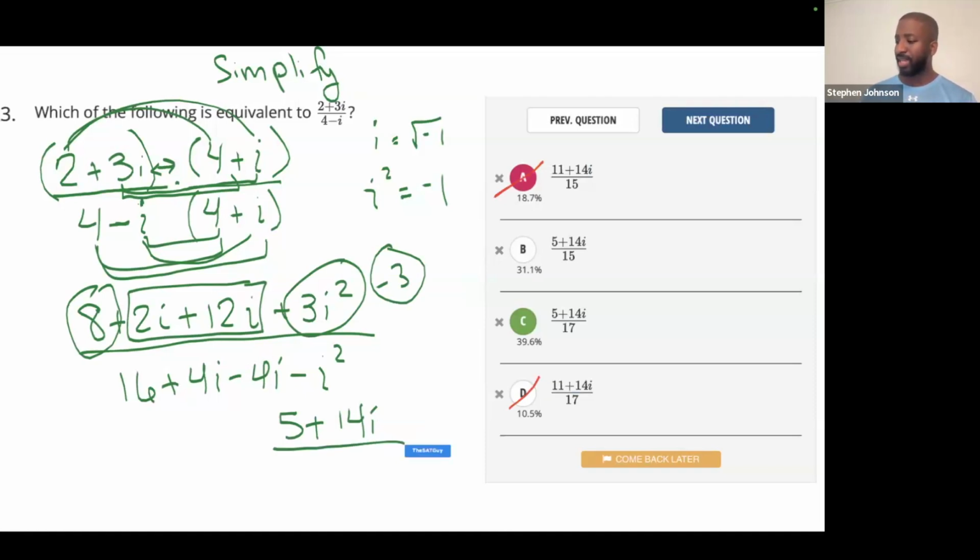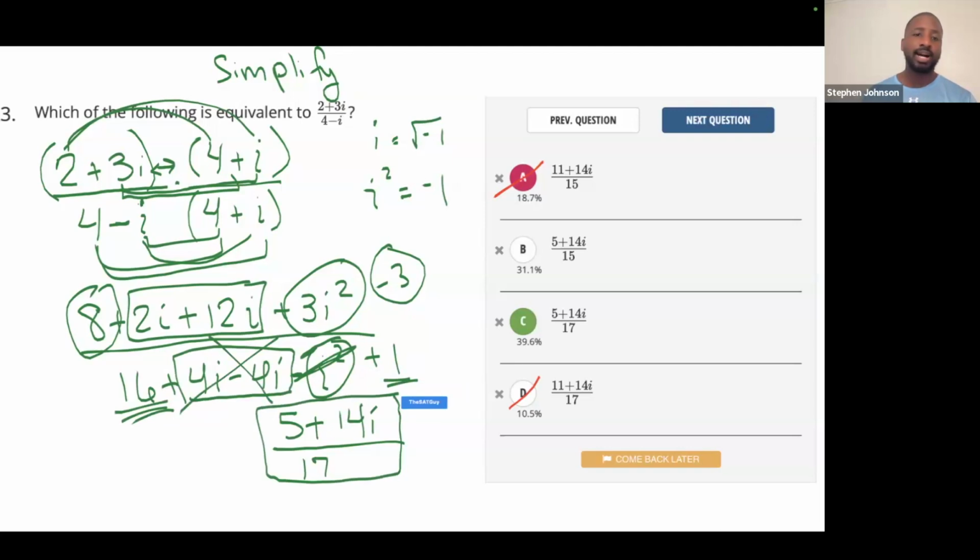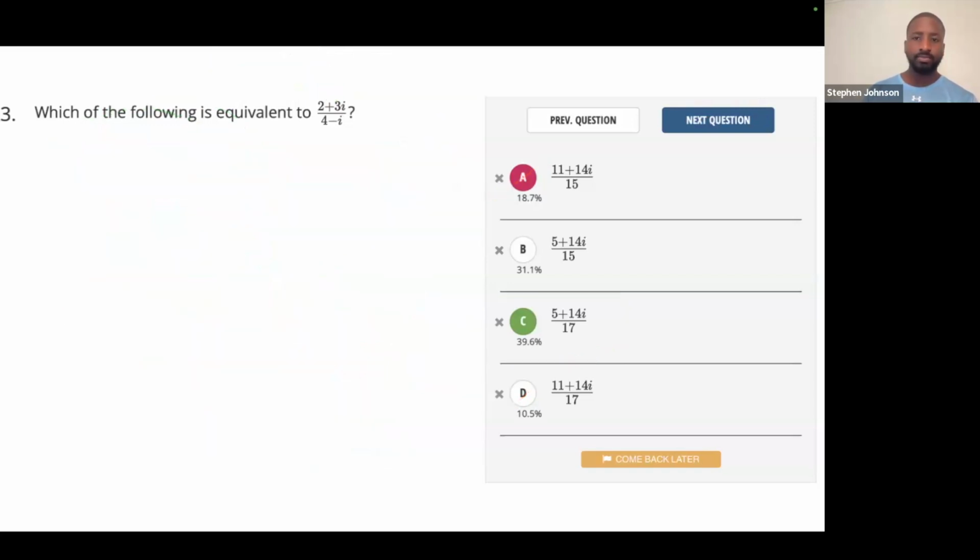In my denominator, again, i squared is -1. So negative i squared would just become a +1. And 16 plus 1 is 17. We can see that 4i minus 4i cancels out. So our final answer is (5 plus 14i) over 17. And that's why choice C is the correct answer there. Perfect. All right, let's move on.